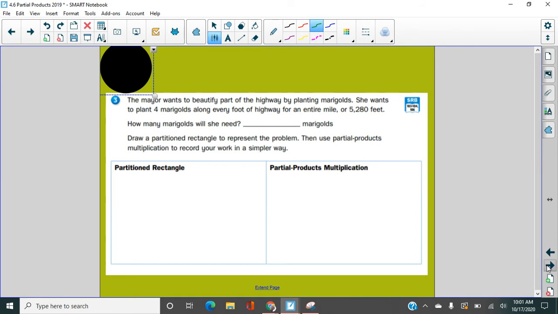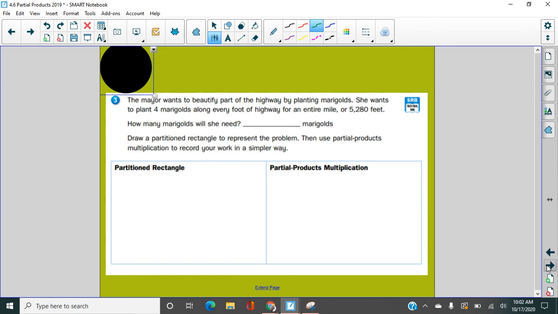All right, now we're going to bounce back into your math journal, and I'm going to work on number 3 with you because I want you to see how the partitioned rectangle and the partial products are very, very similar before you get to do the next problems. So number 3 here says the mayor wants to beautify, oh, good word choice, part of the highway by planting marigolds. That's a flower. He wants to plant 4 marigolds along every foot of highway for an entire mile, or 5,280 feet. How many marigolds will she need?